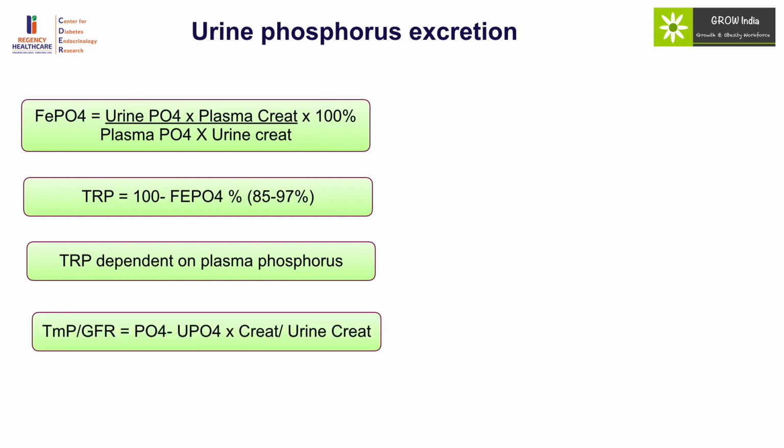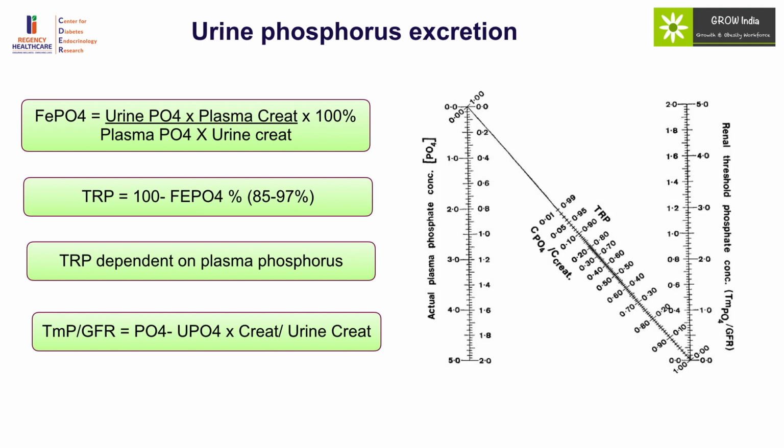Therefore, another measure which is used to assess actual phosphorus excretion, which is independent of the GFR or the phosphorus level, is the tubular maximum of phosphorus by GFR. This can be calculated using the formula: plasma phosphorus minus urinary phosphorus into plasma creatinine upon urinary creatinine, or the nomogram, in which once we know the TRP and we know the phosphorus concentration, the TMP-GFR is calculated. The normal TMP-GFR in children is 4 to 8 milligrams per dl, and lower levels are suggestive of increased phosphorus excretion.